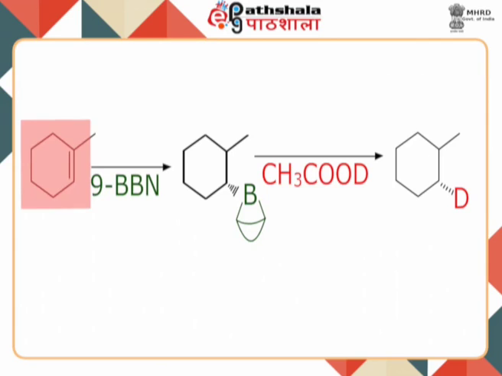So, starting with 1-methyl cyclohexene, when we do the hydroboration using 9-BBN, and subsequently if we do the reaction with CH3COOD, that is the deuterated acetic acid, then we can have deuterium in place of boron.